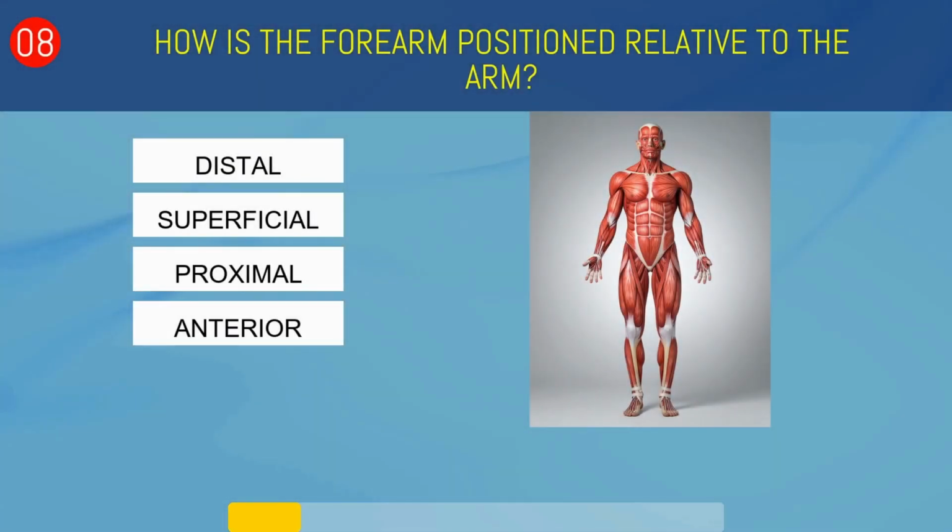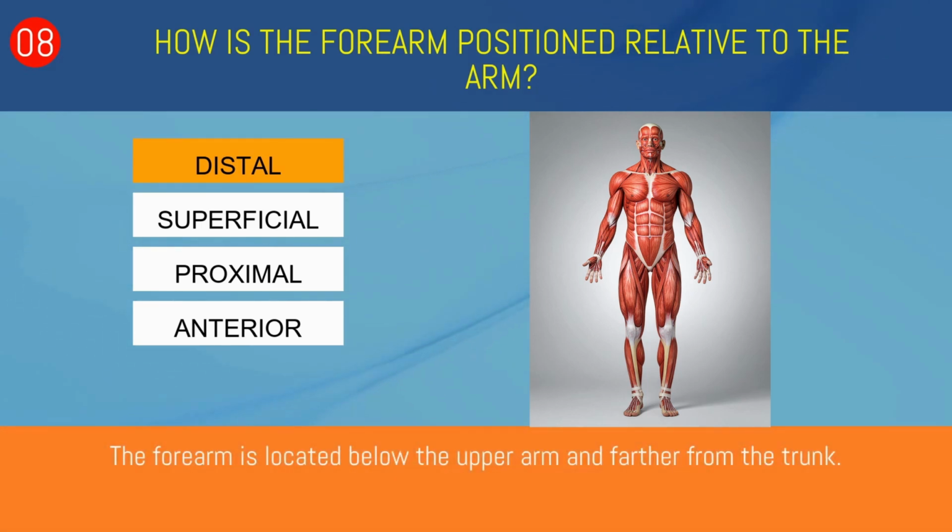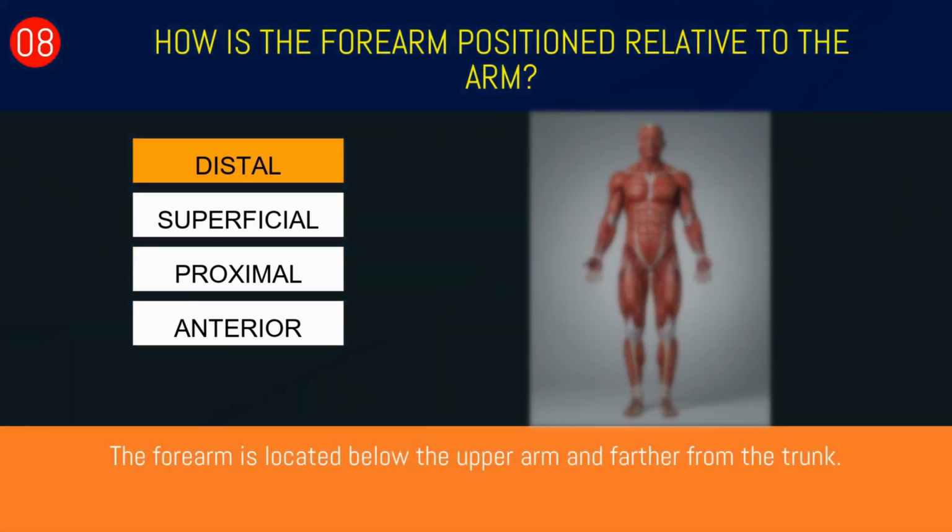How is the forearm positioned relative to the arm? Distal, superficial, proximal, or anterior? Distal. The forearm is located below the upper arm and farther from the trunk.